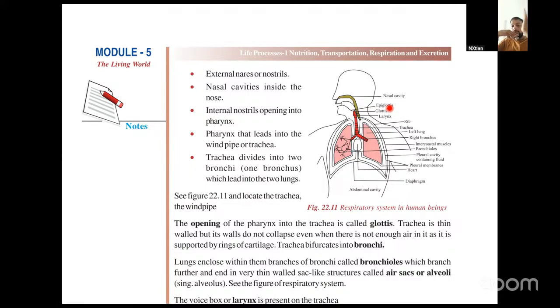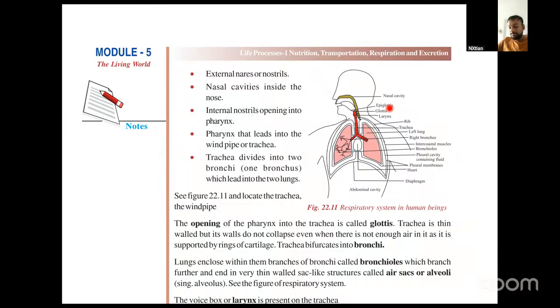Understood? And when I'm not swallowing, it comes back again like this, and I'm able to breathe from the mouth also, right? So now the windpipe is open and the air will go into the windpipe. You understand?